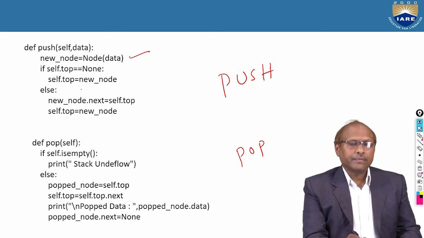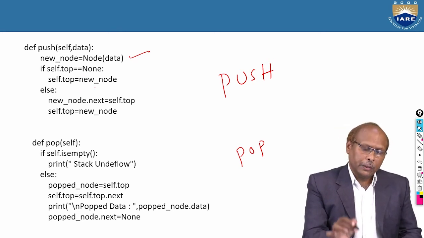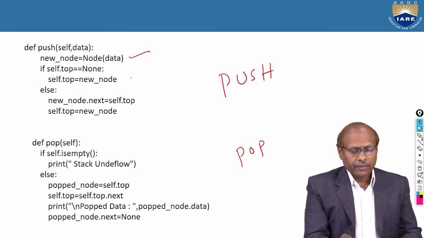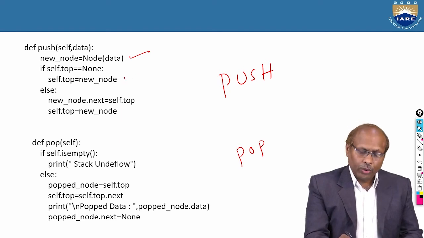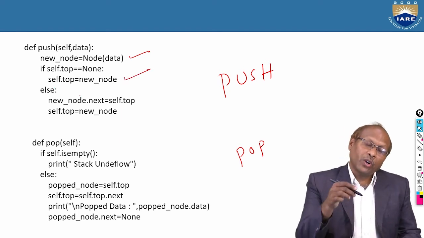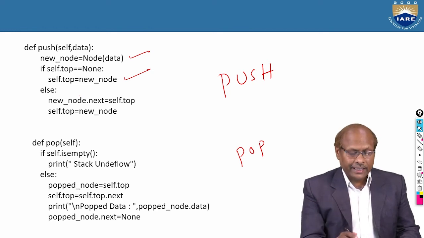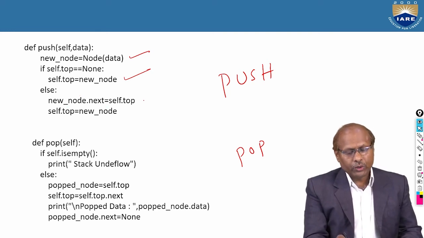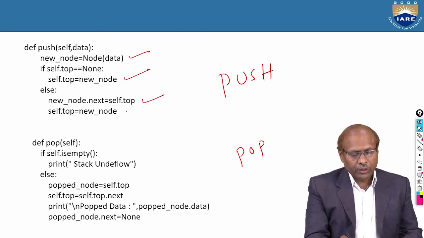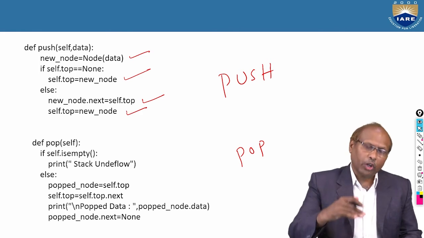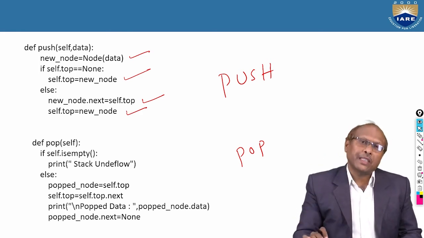Next, self dot top. Here I am checking whether you are coming first time or not. If it is first time, self dot top is none, then assign the new node to self dot top. If it is not none, that means some elements still exist. Then new node dot next is equal to self dot top, and self dot top is equal to new node. So that means the top is always going to the topmost place of the stack.